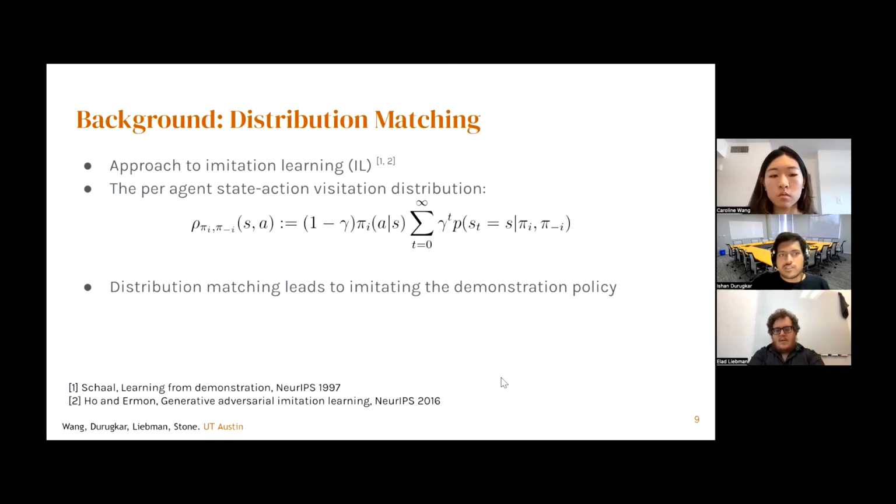So we freeze the other agents' policies and we execute agent i's policy, and then we consider the states and actions that it has visited. The main idea behind distribution matching is that when we learn a policy that matches these distributions exactly, it will lead to imitating the demonstration policy.